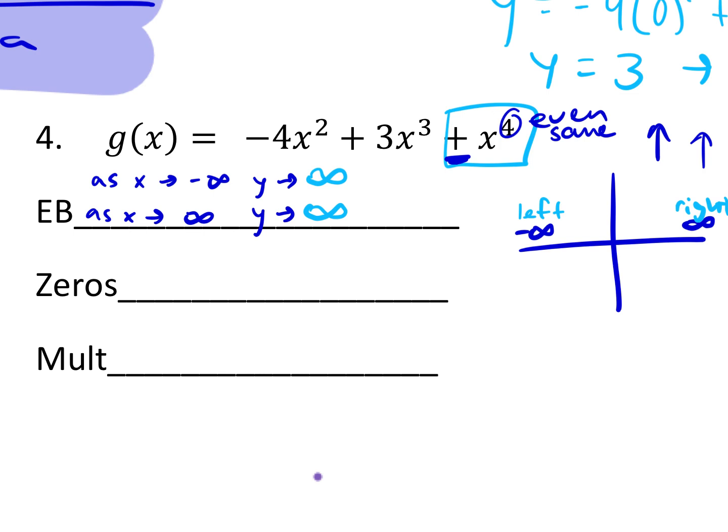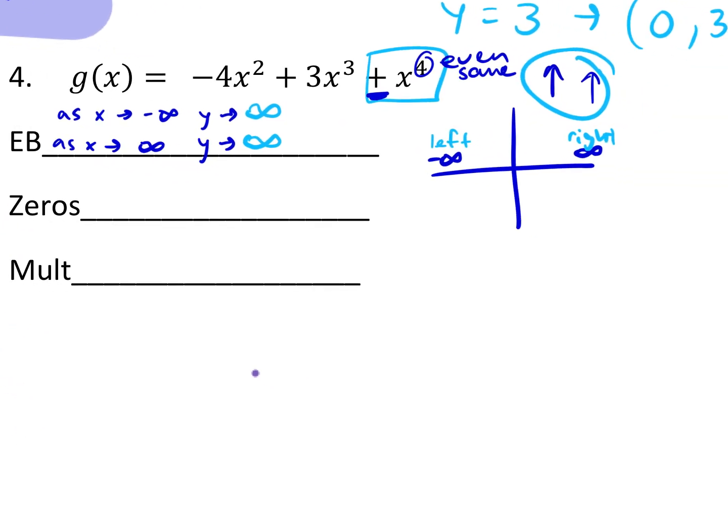So the dark blue part, as x goes to negative infinity, y goes to blank. And as x goes to positive infinity, y goes to blank. That is always going to be the same. You can write that for your end behavior each time. The difference is going to be the light blue part, like which way y is going to. So I would draw the arrows first and then figure out which arrow is which.